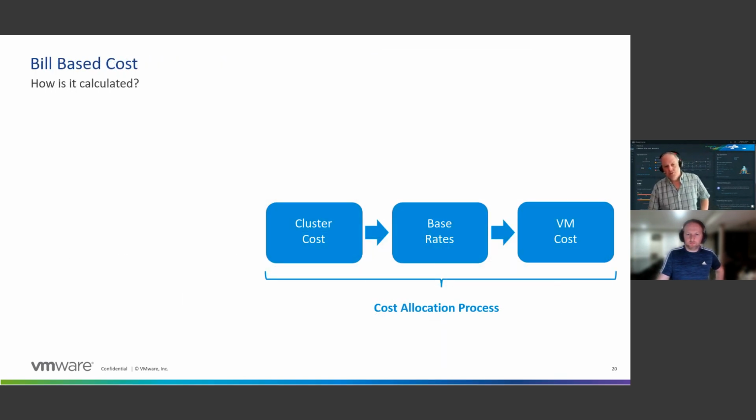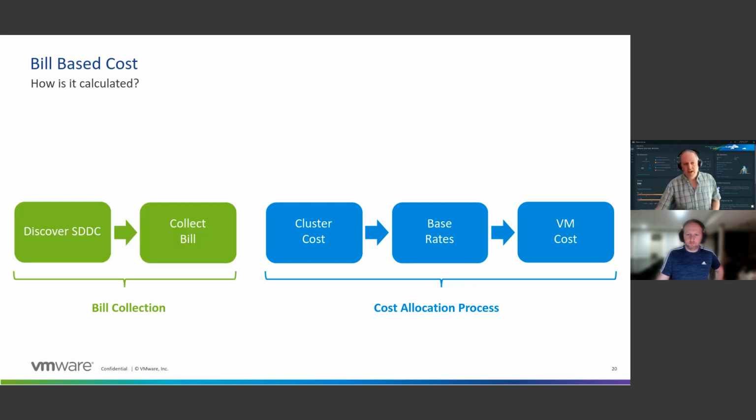So again, how does this work? You see over here on the right, we have the cluster cost, base rates, and VM cost. Then on the left, we discover our SDDCs, so we see what we have available. We collect our bill, and from that bill, we can determine the cost of the cluster. So instead of configuring cost drivers, now we have our SDDCs and our bill, and that goes into our cost. Then we continue the same process that I already talked about. Hopefully that makes sense. It's just another way of getting that cluster cost instead of cost drivers. Now this is based on the bills.